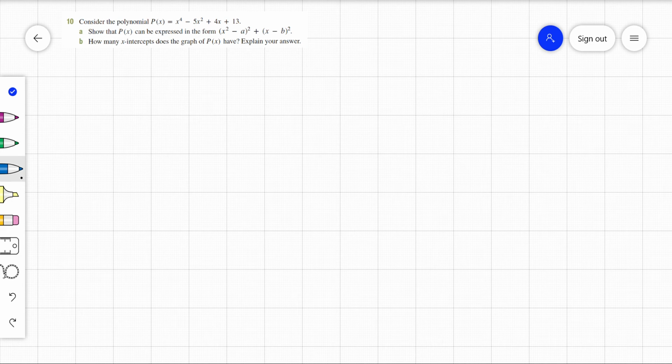All right, so we've got to look at this polynomial and show that we can express it in that form. So what we can do is expand out that form and equate the coefficients. So if we have a look at this polynomial, if I write this one down and equate it to the expansion of this, let's just expand it first.